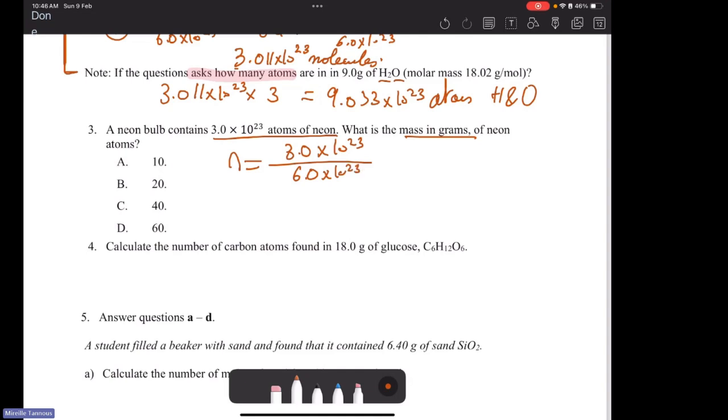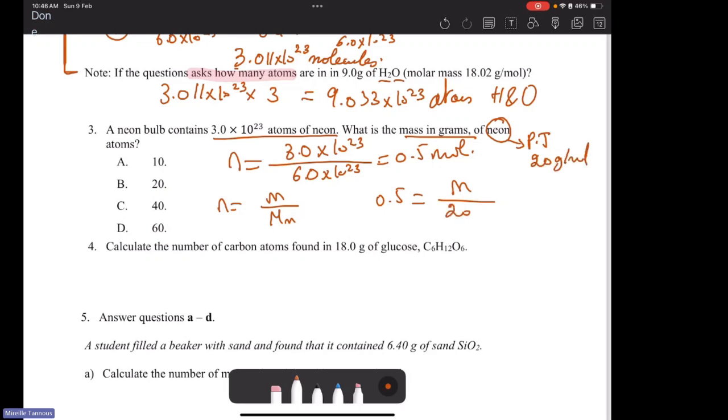I find the mole of neon atoms, and then whatever answer I get, so 3 times 10 to the power 23 over 6 times 10 to the power 23, that's 0.5 mole. Now I need to plug this into the formula of mass over molar mass. So 0.5 mole equals the mass that they want over the molar mass of neon. From the periodic table, the mass of neon is 20 grams per mole. So I'm going to multiply this by 20.